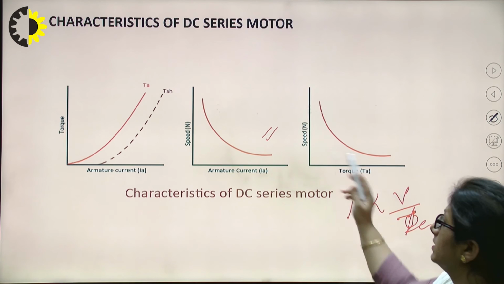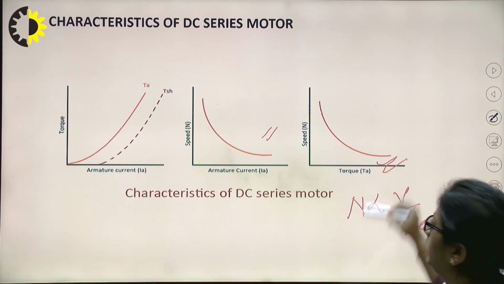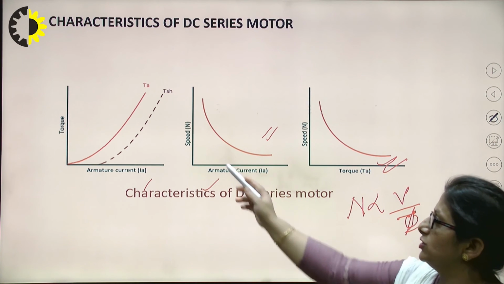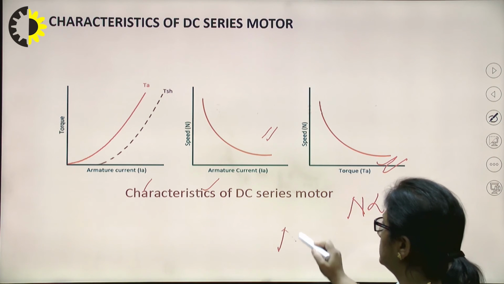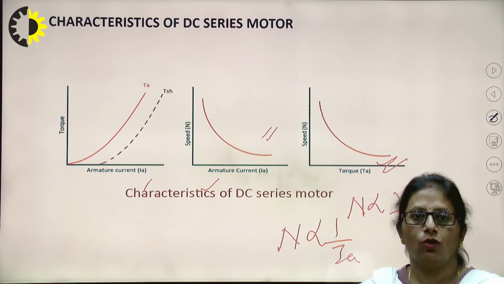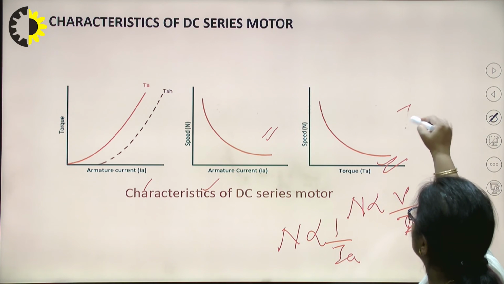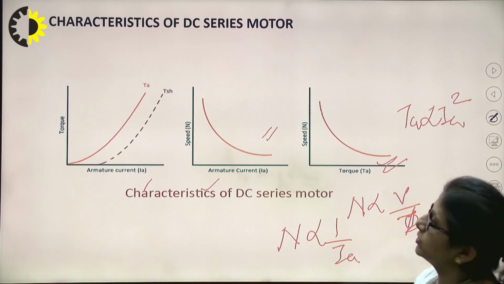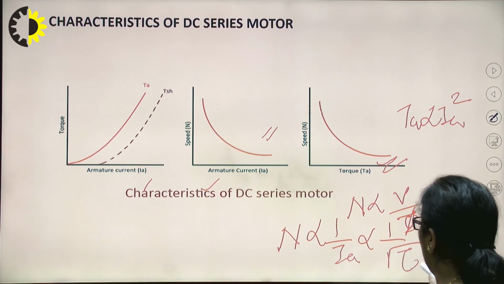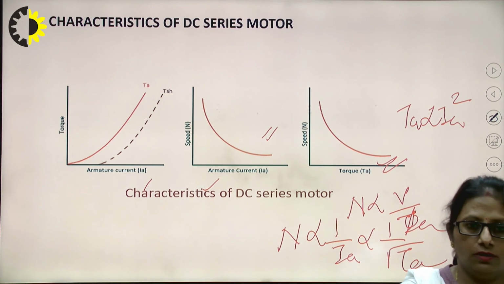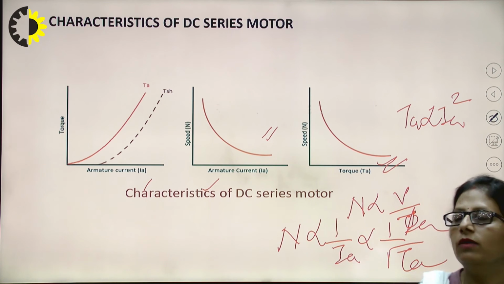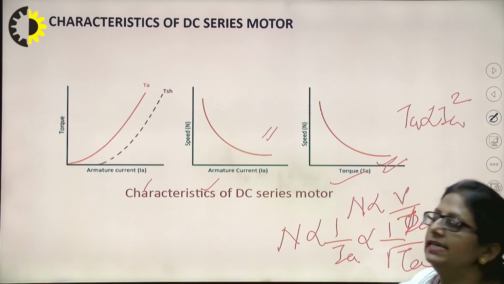Now the torque versus speed. This is the last graph we can have from the earlier two. We know the relationship between speed versus armature current: the speed is inversely proportional to armature current. We also know how the armature current and the armature torque are related: the torque is proportional to the armature current square. So how can I substitute that? Can't I write it as 1 upon under root of torque Ta? Obviously it's inversely proportional to the under root of it. So the nature of the graph is going to remain the same. So these are the three graphs for a DC series motor.